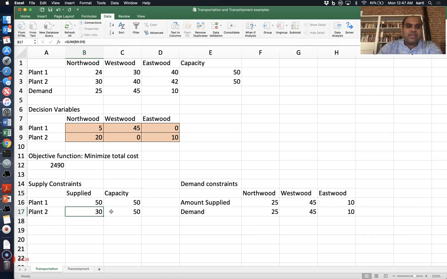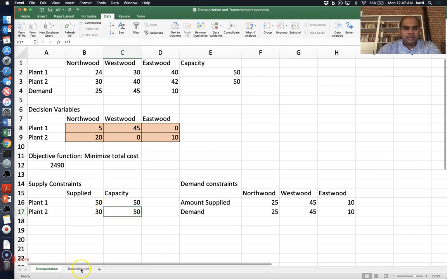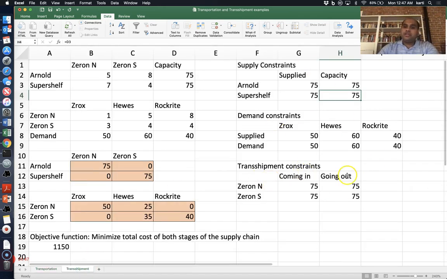And it turns out all the excess capacity is at plant 2. Right? So you supply 30 units while the capacity is 50 units. So you have 20 units of excess capacity. That is something that you can get out of the constraints to see if the capacity is used up for the supply constraint and if all the demand is satisfied for the demand constraints.